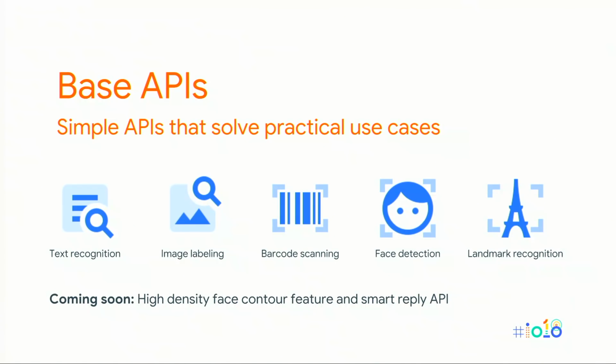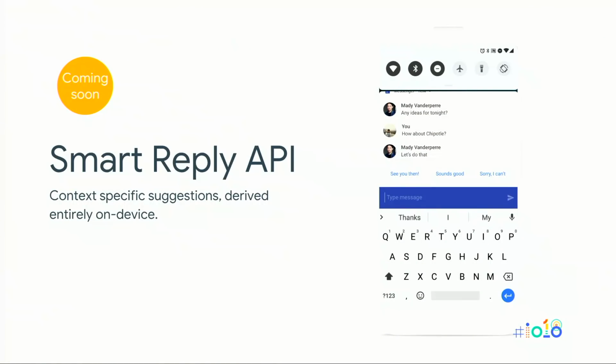One is a high-density face contour feature. This is over 100 points in real time. And the other is a Smart Reply API. And this is what we like to talk about, how at Google we work together really well. So as part of Android P, there is a feature where you can now insert response suggestions within the notification shade directly. So MLKit's Smart Reply API could be something that would be useful in populating those chips. This is the same technology used in Wear OS, Android messages, etc.